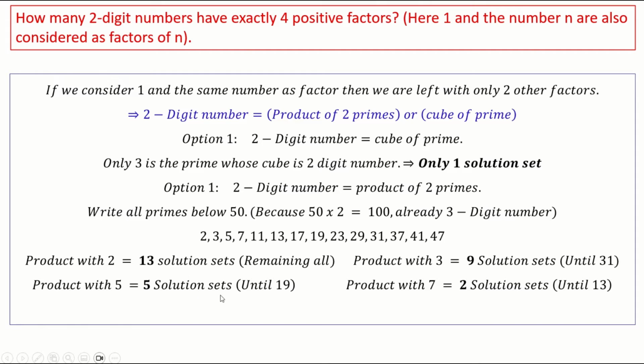Okay. With product with 5 there are 5 solution sets. Okay. 5 will have up to 20, right? Less than 20. Okay, so up to 19. Okay. And product with 7, you will have two solution sets until 13, because 7 into 17 is already more than 100. Okay. So total solution sets are 1 plus 13 plus 9 plus 5 plus 2, which is equal to 30.